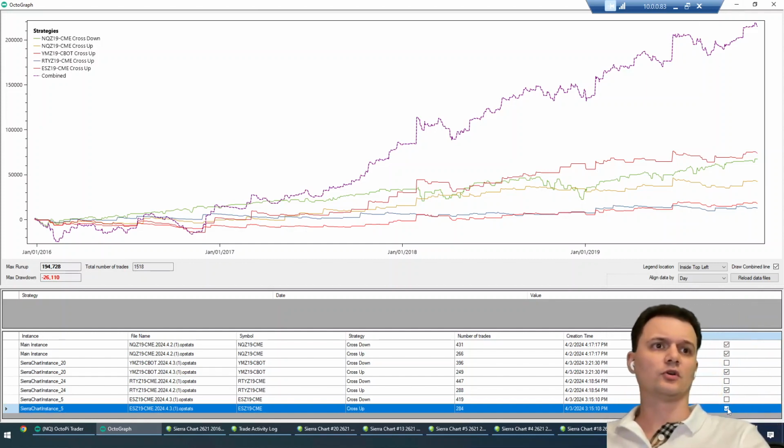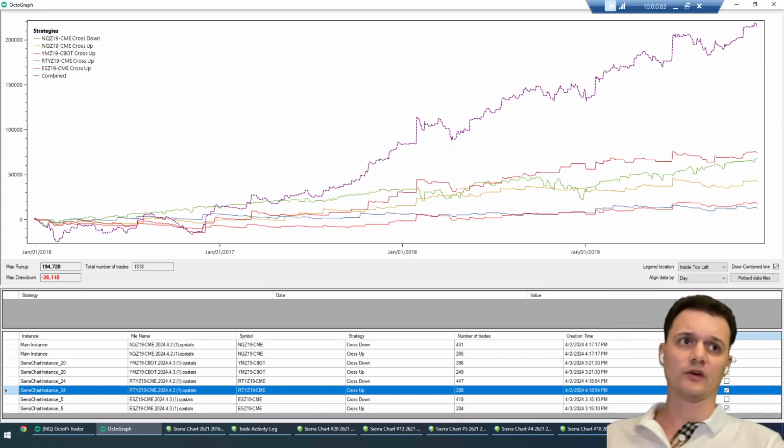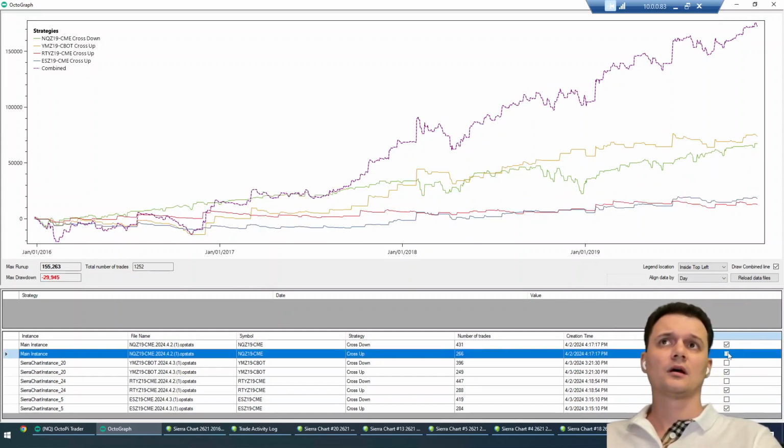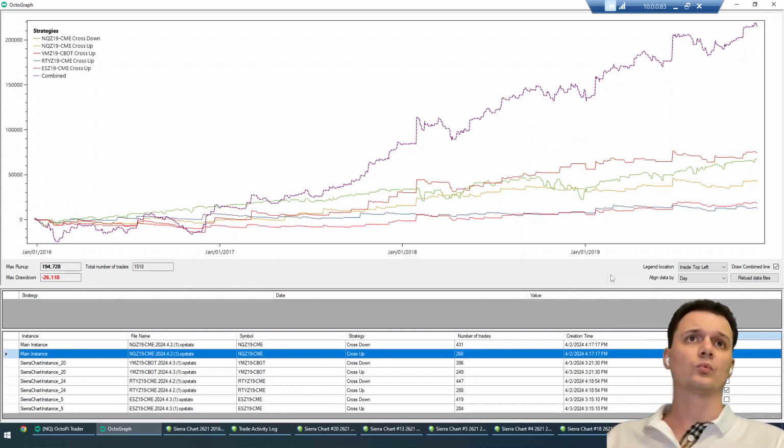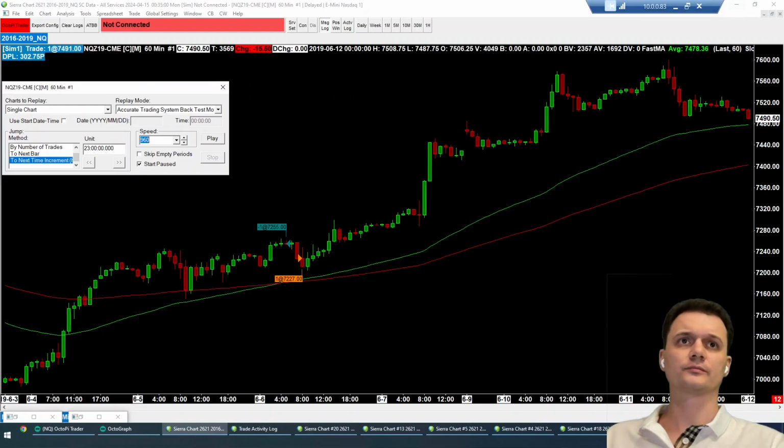Here, if I move over a little bit, you can tick and untick the boxes of different strategies that you've replayed to see how it affects the combined P&L. Once you come up with a good combination of what you think should be run, you then obviously take it out of sample and see how it does there. But to get to this point, let me show you the interface.